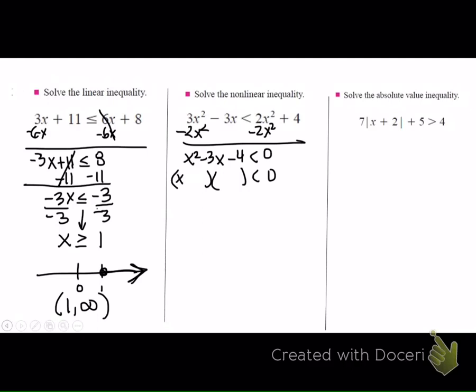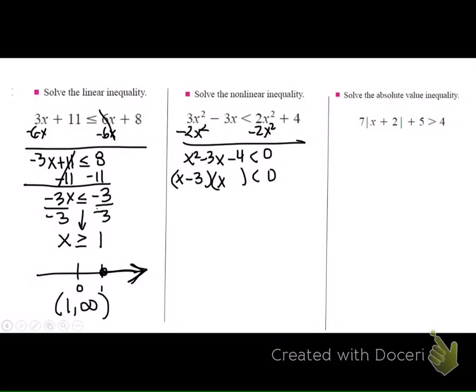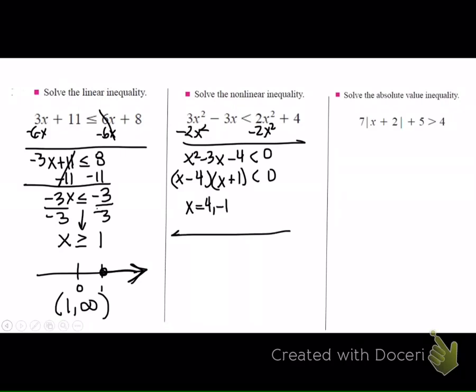We're going to do x minus 3, x, oh, not 3, we're going to do minus 4 and plus 1. This gives me x is equal to 4 and negative 1. On my number line, it's a less than symbol, so I know I'm going to go at negative 1, 1, 2, 3, 4. So it's going to be open circles connected. My interval is going to be negative 1, comma 4.